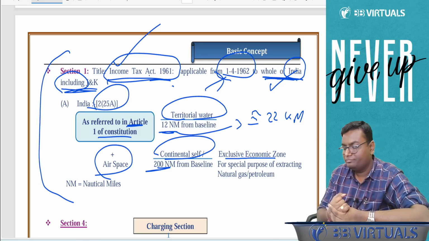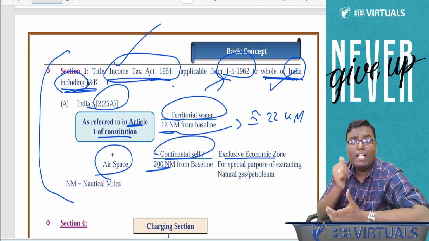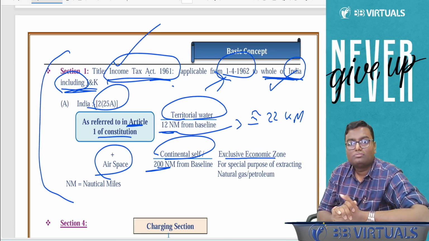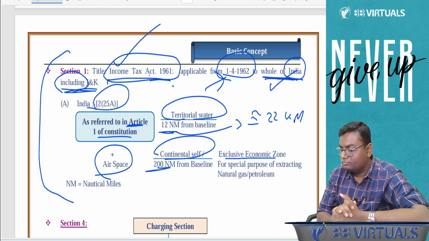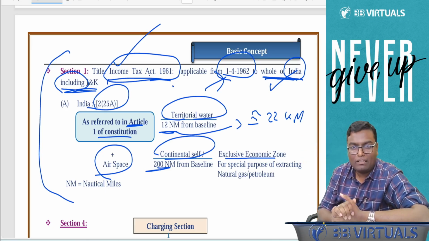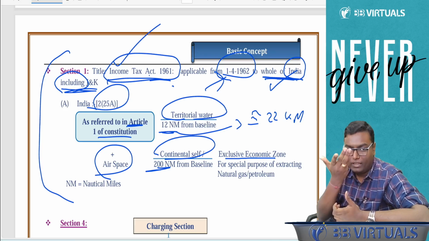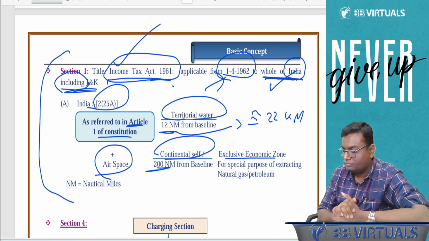Tell me one thing, whether you people are paying income tax because you are in India. Tell me. Now do you tell me whether you pay income tax because you are in India? And section 1 says income tax is applicable to the whole of India. You are in India, so whether you are paying income tax or not.